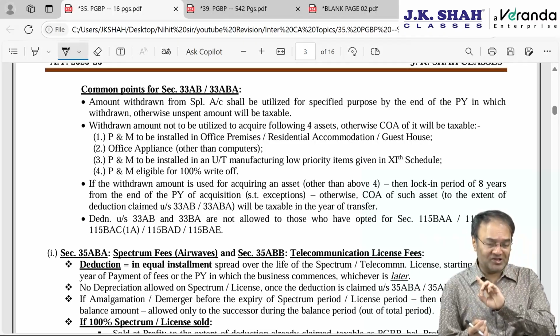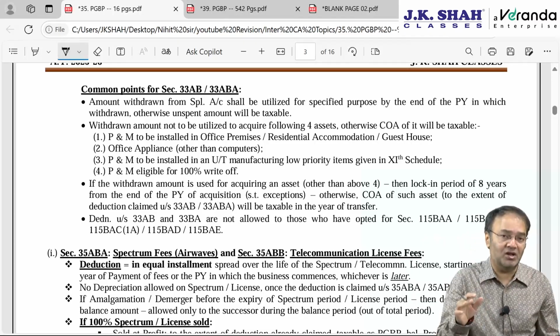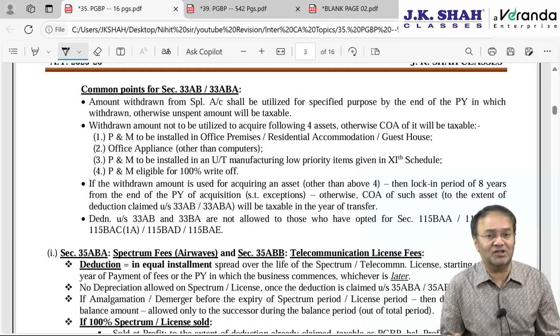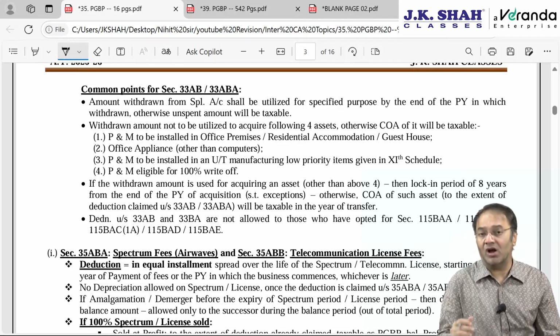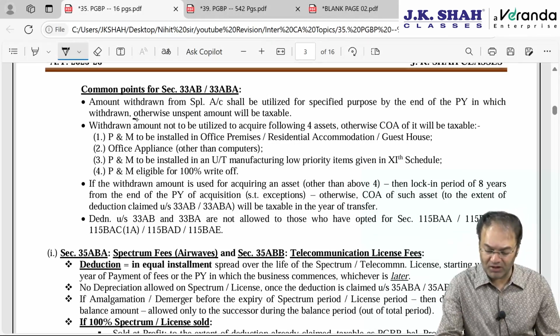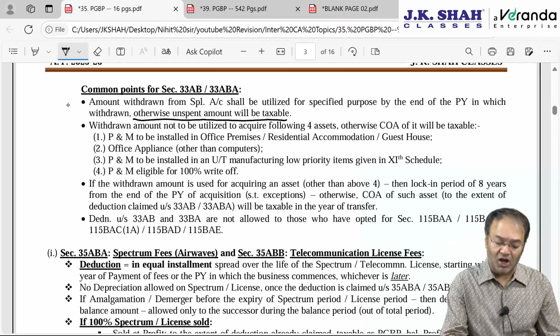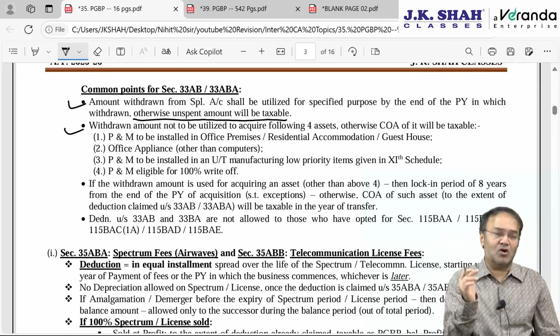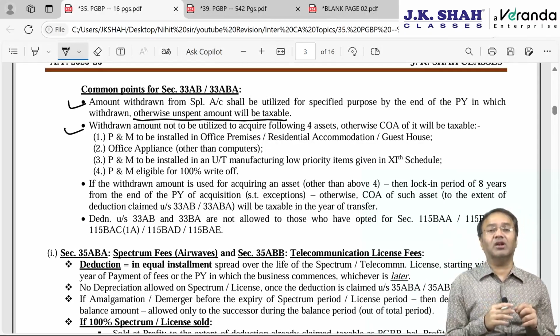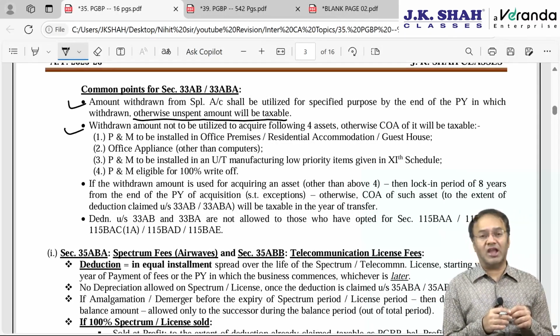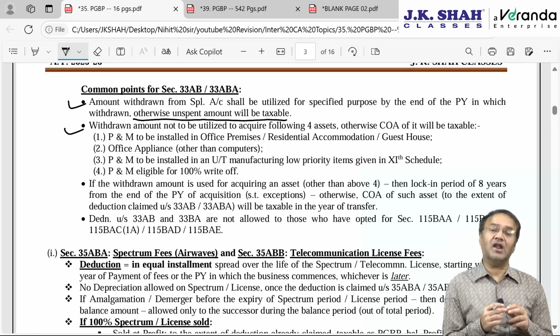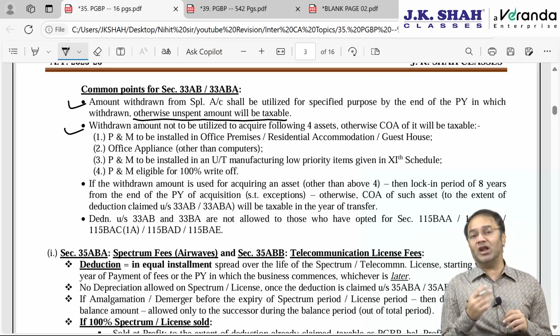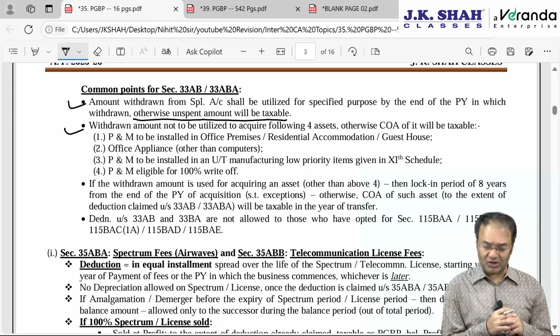But if withdrawn for specified purpose, it will have to be spent by the end of the same previous year in which funds were withdrawn. Otherwise, unspent amount will become taxable in the same year. In case the amount is withdrawn and spent also in the same year, can it be spent for capital expenditure? Can an asset be acquired? Answer: yes, asset can also be acquired. It can be spent for revenue purpose also. It can be incurred for acquiring capital asset also.